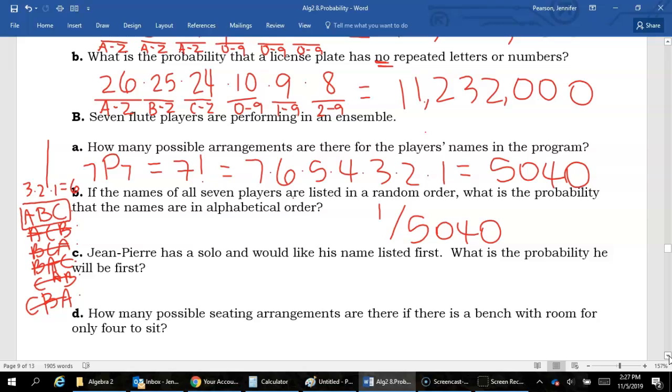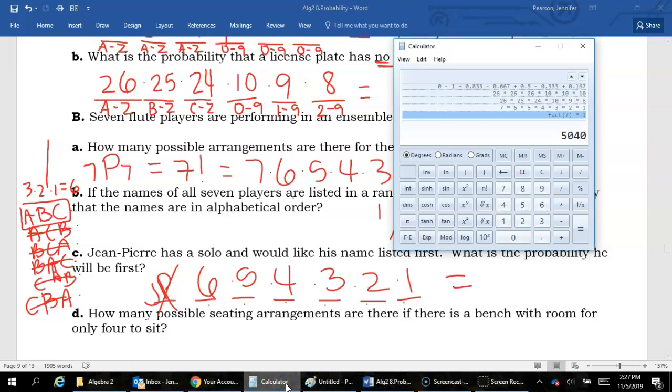So that means out of our 1, 2, 3, 4, 5, 6, 7 spaces, we aren't looking at that first space because JP, he's already there, right? So instead we have 6 spaces remaining to arrange our other 6 flute players. We could do 6P6, we could do 6 factorial, we can multiply it out. 6, 5, 4, 3, 2, 1. 720.